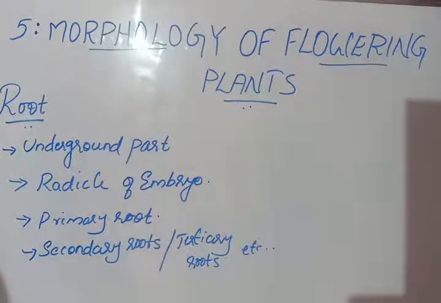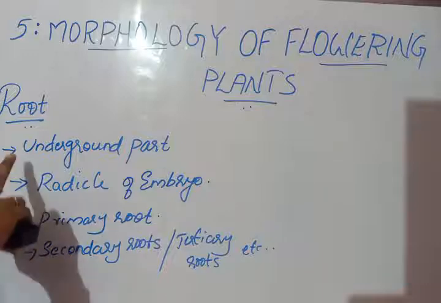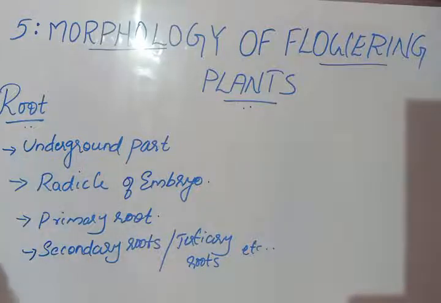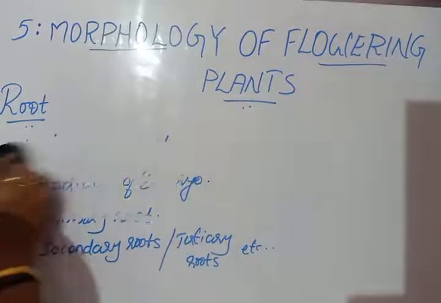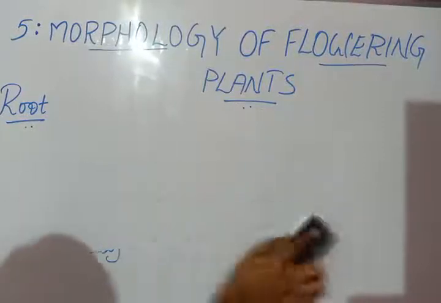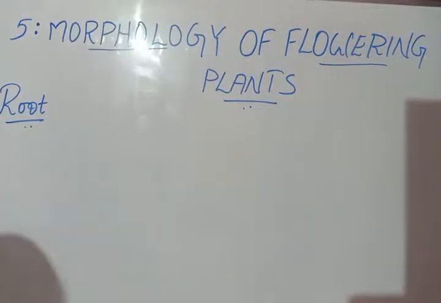So you understand the basics regarding root. The underground part of the plant is called root, and it is formed from the elongation of the radicle of the embryo. The first formed root is called primary root, formed from the radicle. Then these primary roots bear several lateral roots, called secondary or tertiary roots. So these are the primary things regarding root. Now we can divide root into three systems.